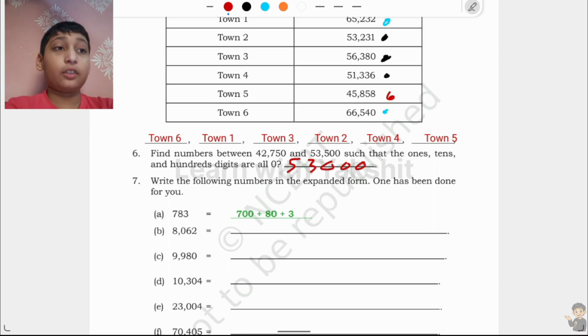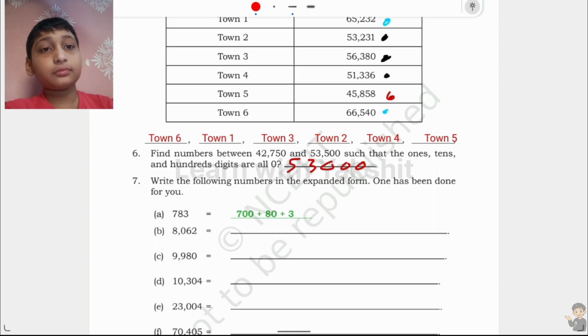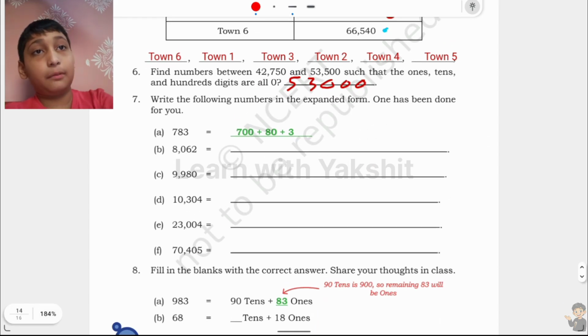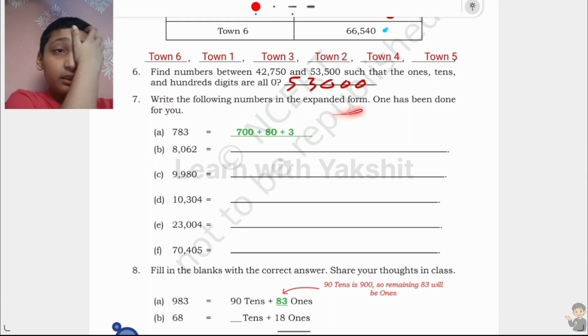53000. That has ones, tens, and hundreds all 0. Now in this you may get some reminders from your previous classes. Write the following numbers in the expanded form. What has been done for you?